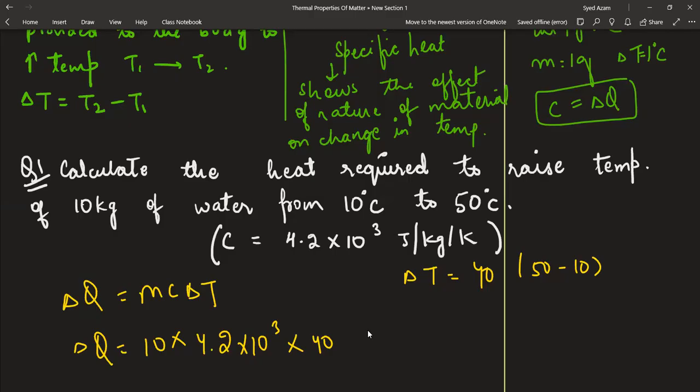Okay, don't get confused between power and the other terms. Power is different. Heat is different. Okay.